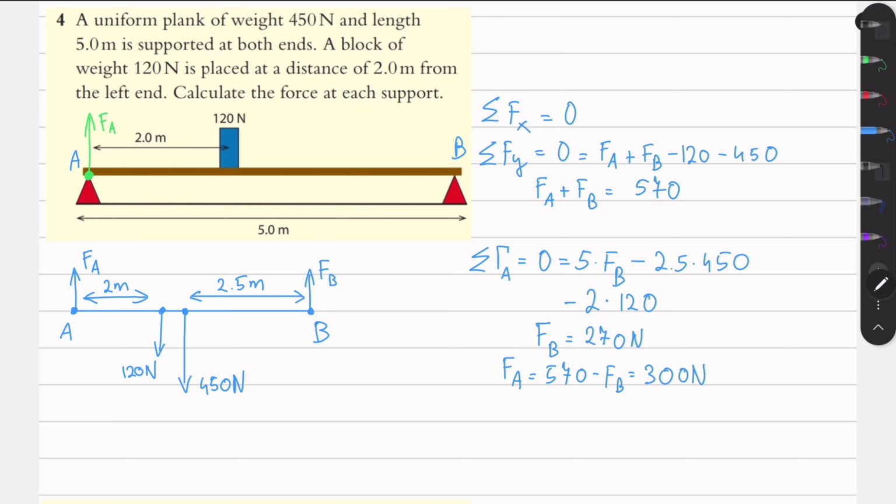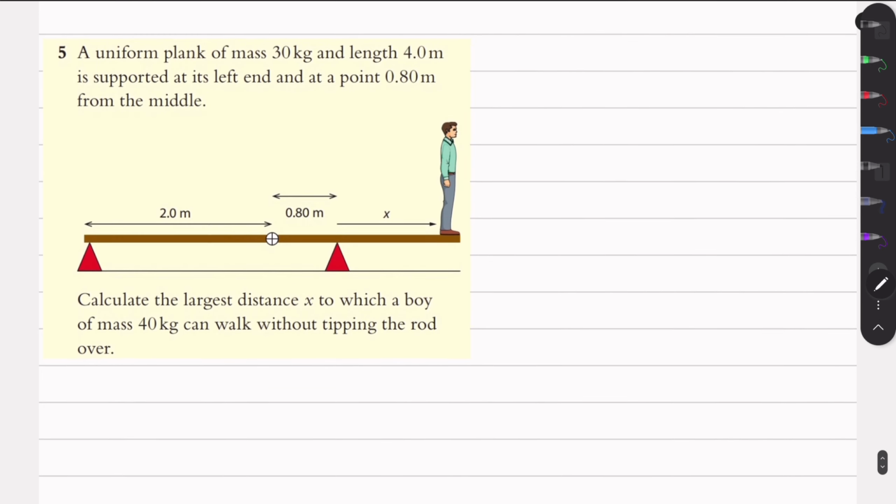And we see that both forces came out as positive, which means that we have taken the forces in the correct direction in our free body diagram. If we were going like minus 270 newtons, it would mean that the force at point B is pointing in the opposite way as we took it on our diagram. So that's how you solve this. And we will have a similar question as the last question of this video.